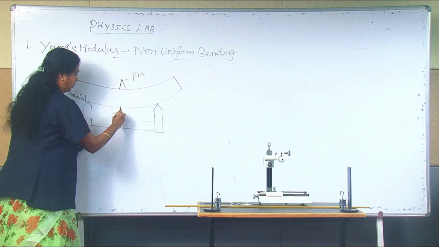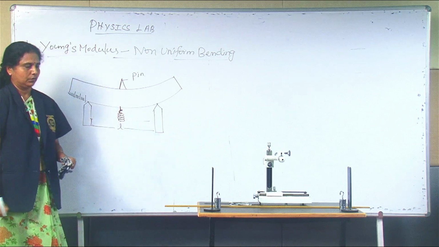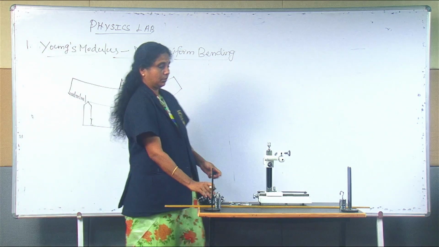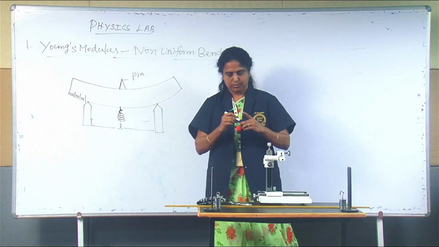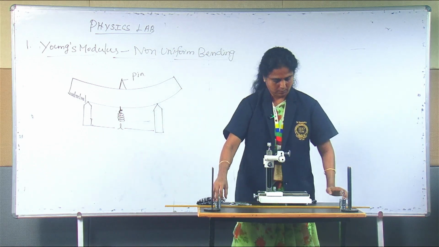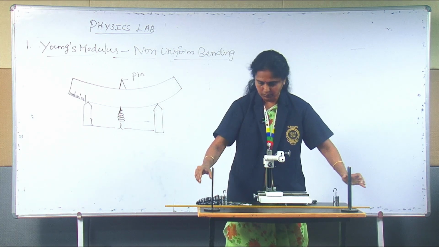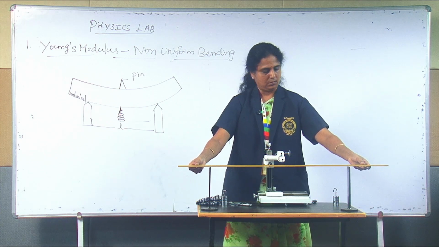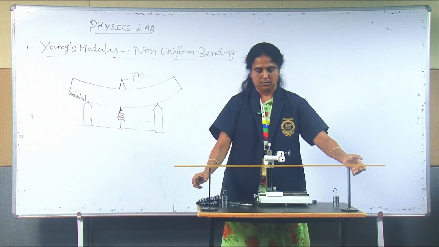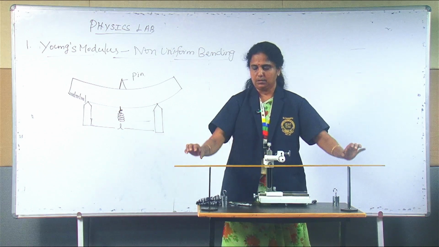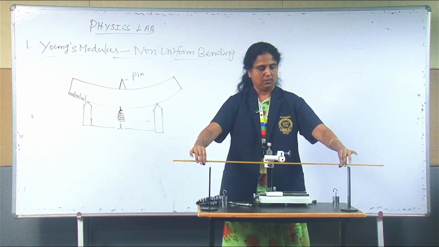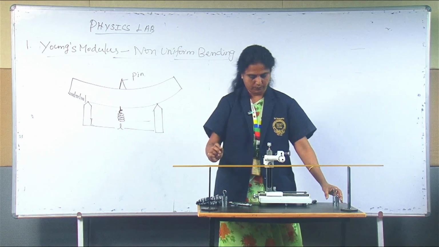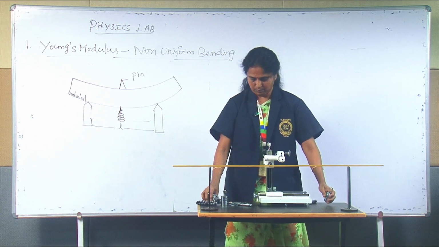By using this weight hanger, we have to apply the load at the center or the middle. So this is the diagram, and I will show it in the demo. These are the knife edges. You have to place the uniform rod or scale like this.